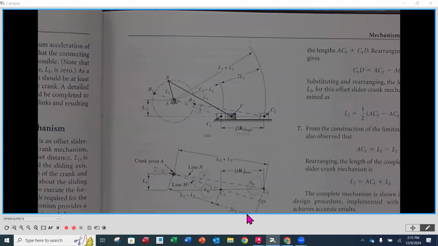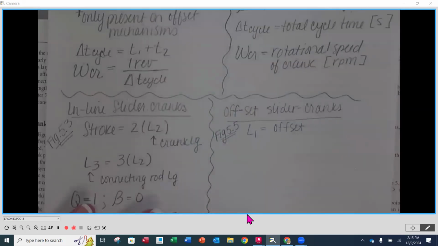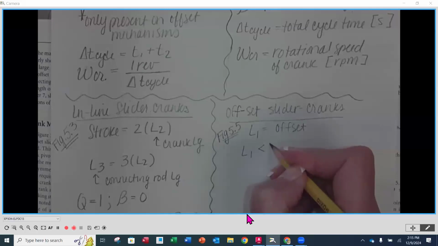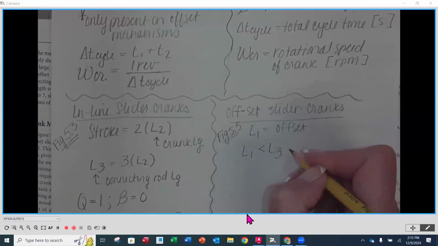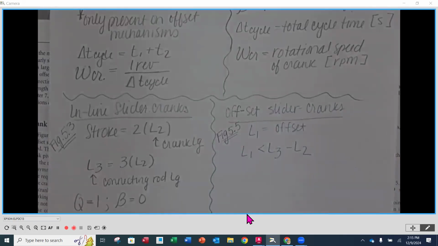All right, now a couple things here. When we have an offset arrangement, okay, we know that L1 is going to be the offset, but we can also say that L1 is going to be less than L3 minus L2. So it doesn't mean that we're calculating a value for L1, but what it's saying is it has to be less than whatever the difference between L3 and L2 is, okay? I mean, L3 minus L2. It has to be less than that. So you can pick that number with that guidance.